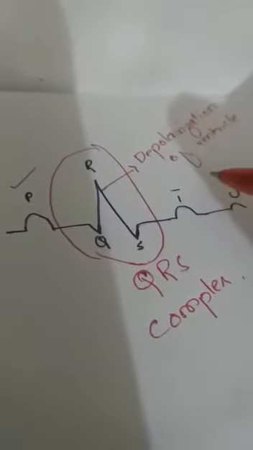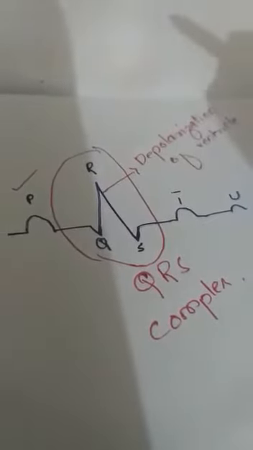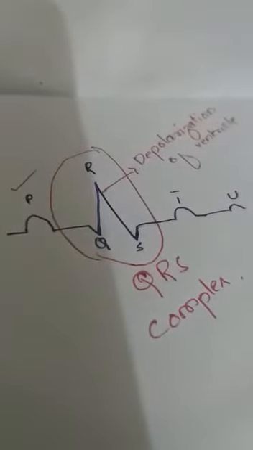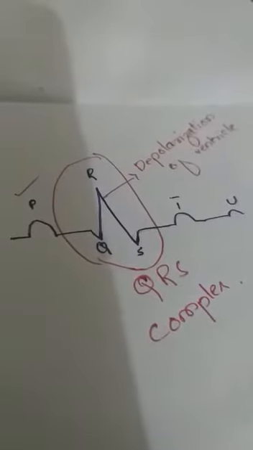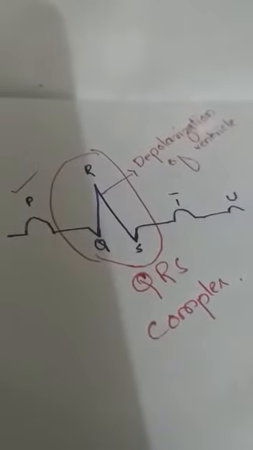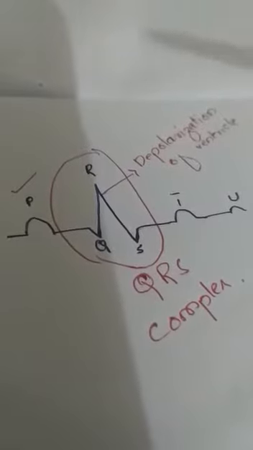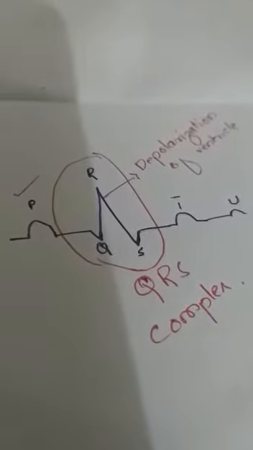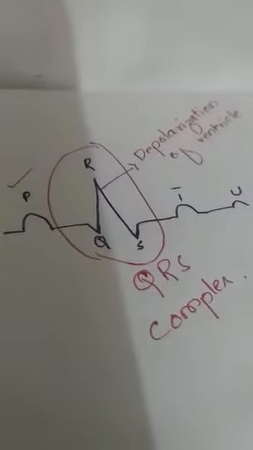As we discussed, the SA node generates impulses which reach the AV node. From the AV node, impulses go through the right and left bundle branches into the ventricles, and the whole ventricles are depolarized by the electrical activity spread by Purkinje fibers.